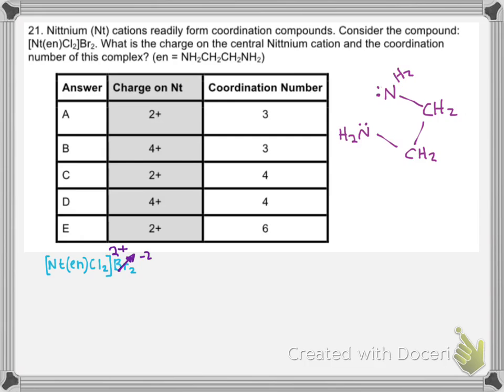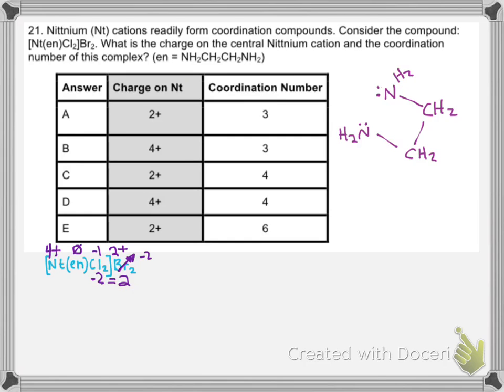Each chloride has a charge of -1 for a total of -2. Ethylene diamine, or en, you'll recall, is neutral, so it's not contributing any charge. Since our entire complex needs to add up to +2, that means nitnium must be in its +4 oxidation state here. Okay, now the coordination number.